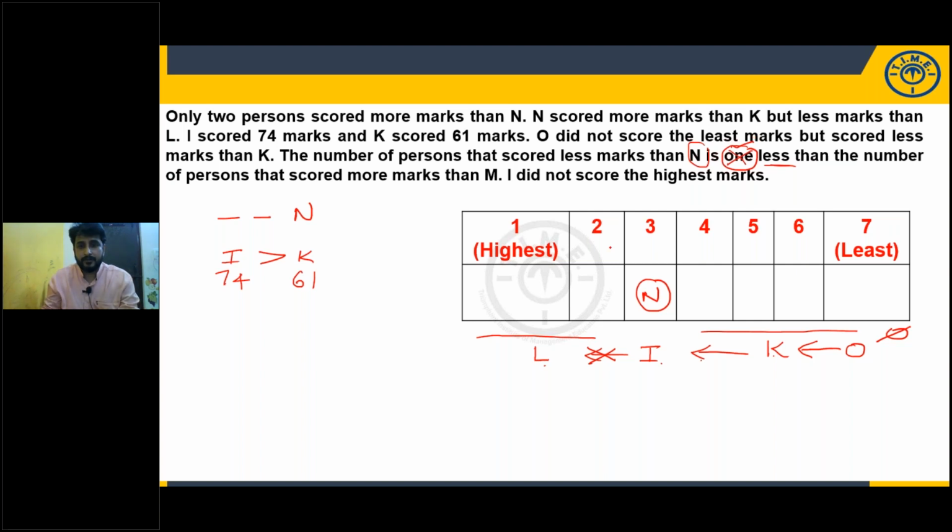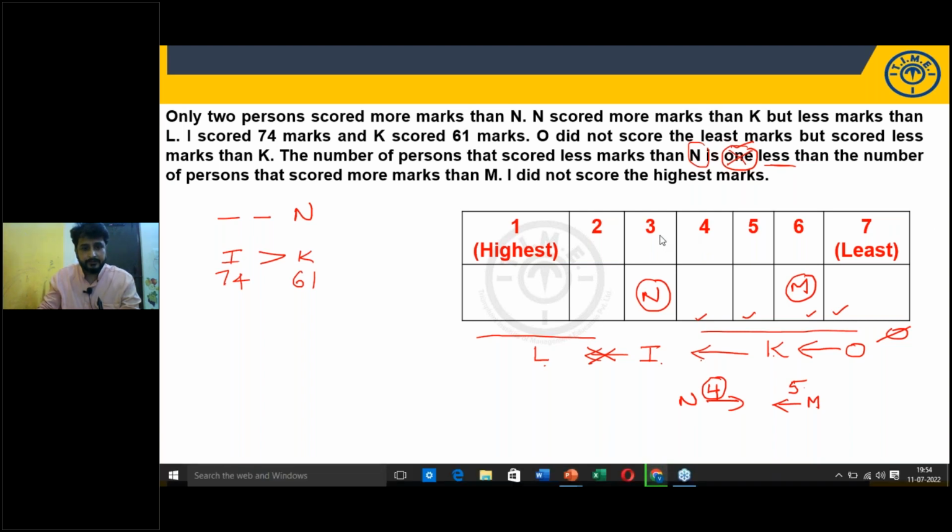Okay, so the number of persons who scored less marks than N are how many? 4. Less than N means after N we have 4. This 4 is 1 less than the number who scored more marks than M. So this number is 1 less than that number, so it should be 5. So before M should be 5. So M will be here. Are you clear? Anyone want me to repeat this?